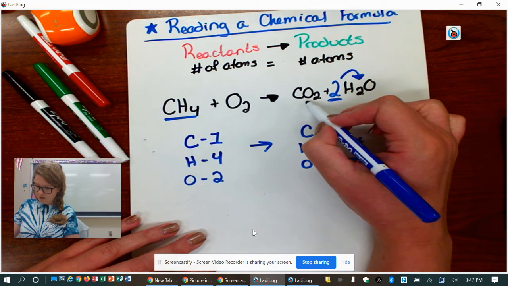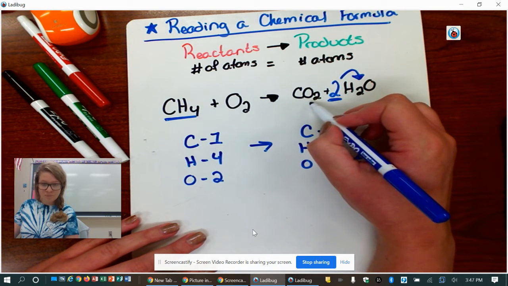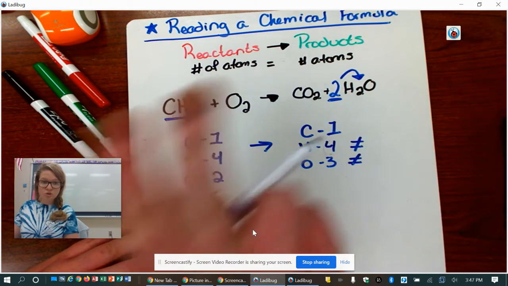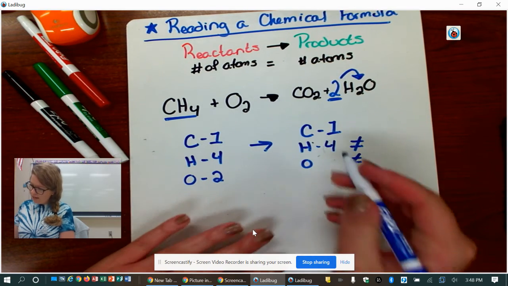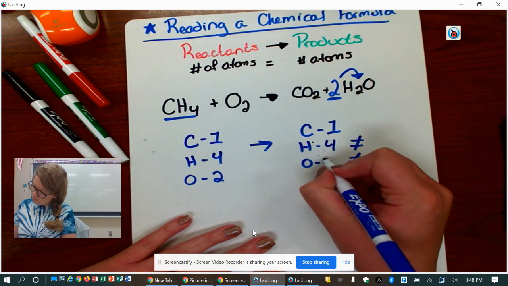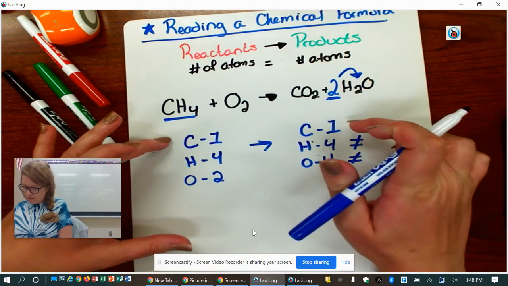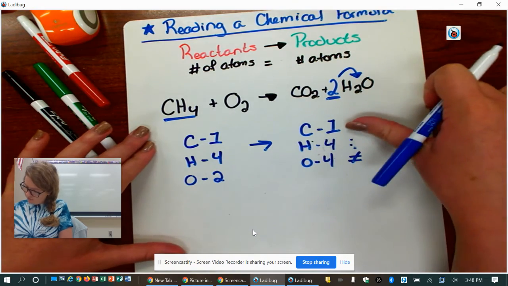I have 2 here and 2 there, right? Because I have 2 here because of the O2. Plus, I now have 2 molecules of H2O. That gives me 2 more oxygens. So now I have 4 oxygens. So let's see if it's balanced. Carbon and carbon, good. Hydrogen 4, perfect.